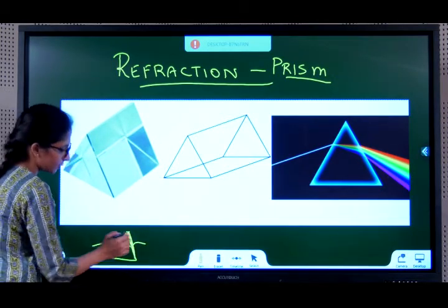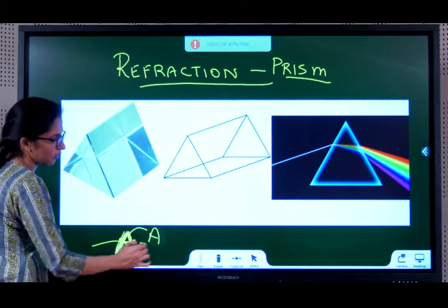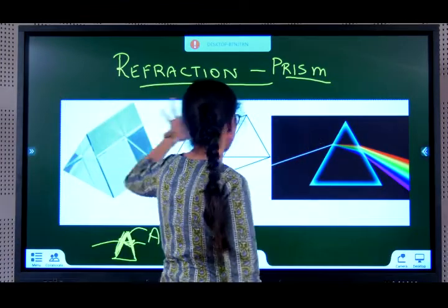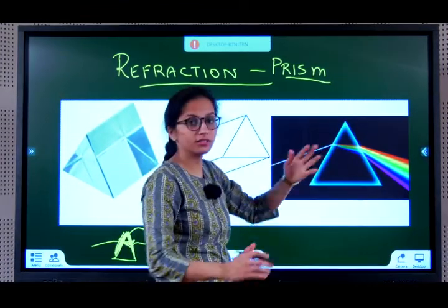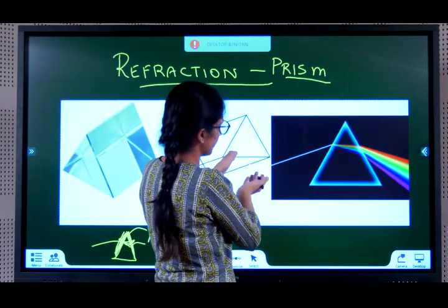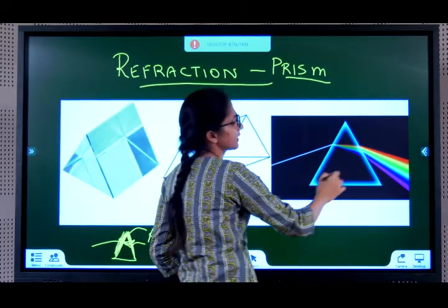The angle between the 2 lateral faces is called the angle of the prism. So we will draw it like this. We won't be drawing it so complicated. We'll just draw a triangle because that is what we are observing. So we have rectangle, rectangle, rectangle, triangle, triangle. We'll be viewing it like this, so we will only be seeing the triangular part.